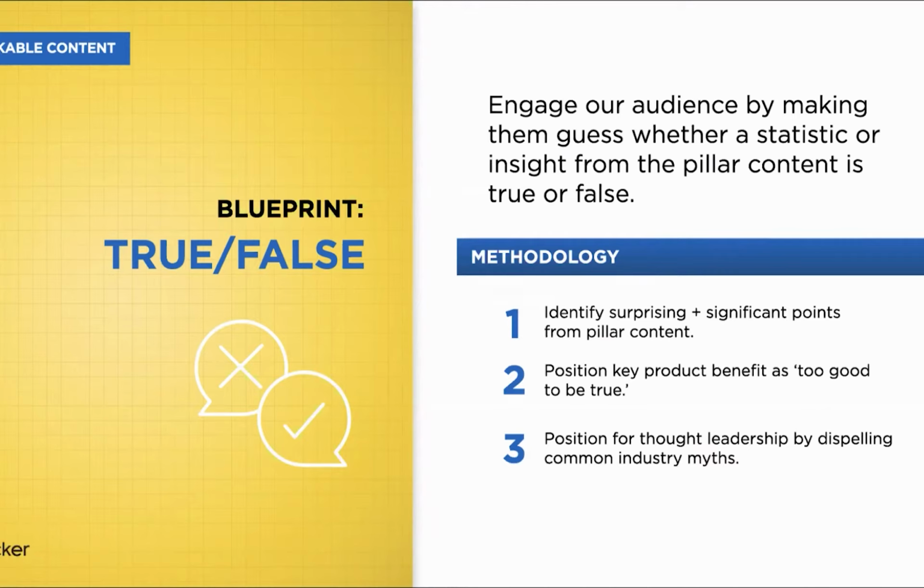So we will actually create, for this blueprint, we have 30 plus different stackable content blueprints for nano content. And this one's called True or False. This is about, let's engage our audience by making them guess whether a statistic or insight from our pillar content is true or false. So we'll actually ask the question, true or false, and we'll use it to engage people, and then we'll reveal the answer about this interesting tidbit that we have, let's say, from this data study. So this is an example of a blueprint that we use for nano content.